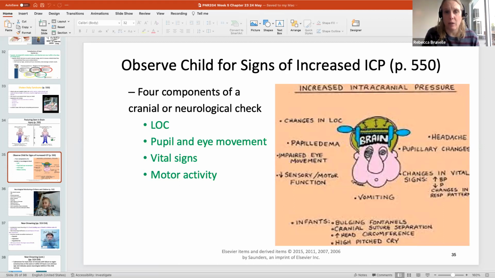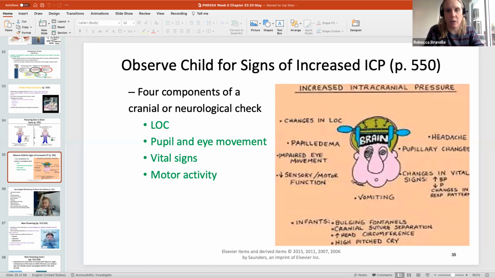Those three things together are concerning for increased intracranial pressure. If you're ever given a priority question, a patient's had a head injury, which one is the most concerning finding? It would be maybe a drop in their heart rate, because usually when you have increased blood pressure, you're also going to have increased heart rate. So this combination of an increased blood pressure with a drop in heart rate and a change in your respiratory pattern is very concerning.